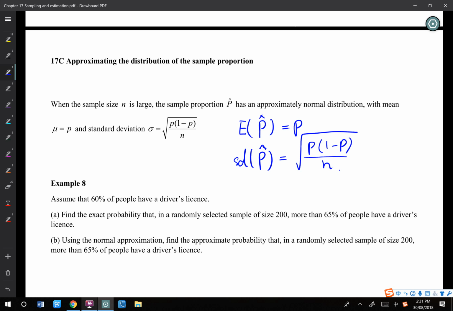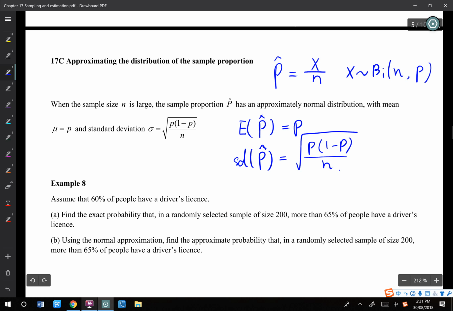We start class, everyone. Okay, so we have expected value and standard deviation for p hat. And p hat is equal to x over n. Well, x is a binomial distribution. n is the number of samples and p is the actual population proportion. That's what we learned yesterday.